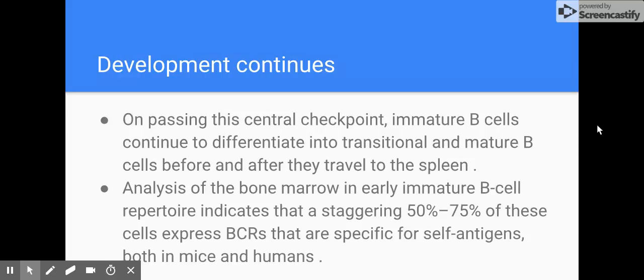On passing several checkpoints, this central checkpoint, immature B cells continue to differentiate into transitional and mature B cells before and after they travel to the spleen. Analysis of the bone marrow in early immature B cell repertoire indicates that a staggering 50 to 75% of these cells express BCRs that are specific for self antigens both in mice and humans.